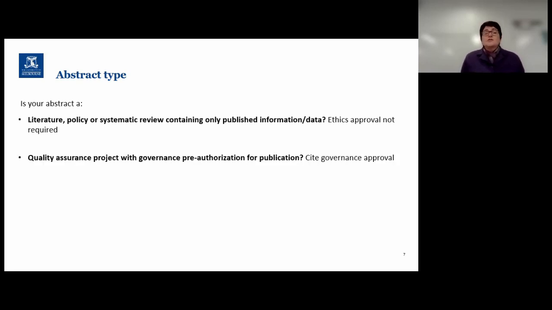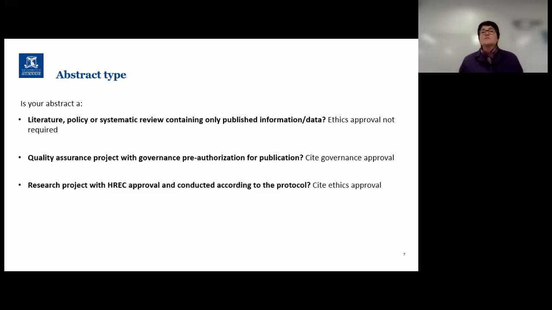If it's a quality assurance project with governance pre-authorisation for publication, such as the ones we've been talking about, then in your application to submit an abstract, you should cite that governance approval. If it's a research project that's already had ethics committee approval and it's been conducted according to the protocol, you then cite that ethics approval with your submission.